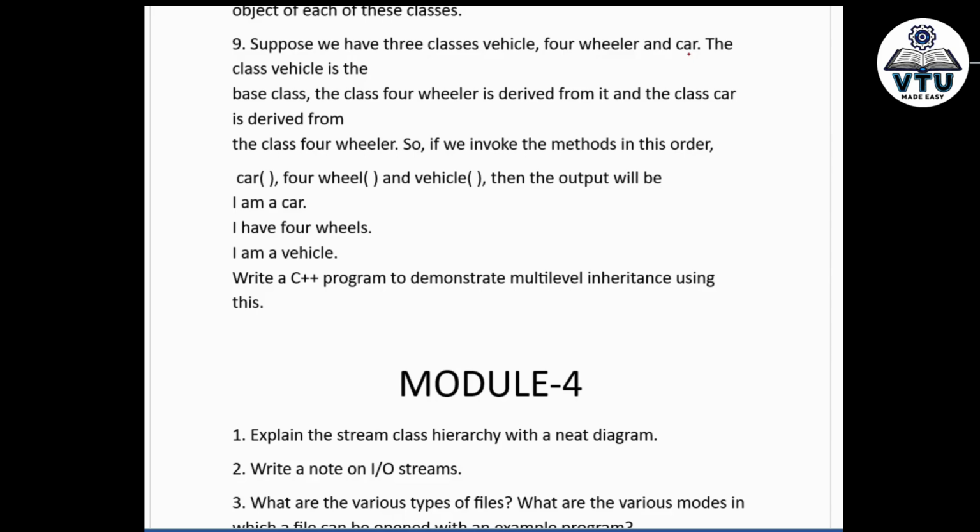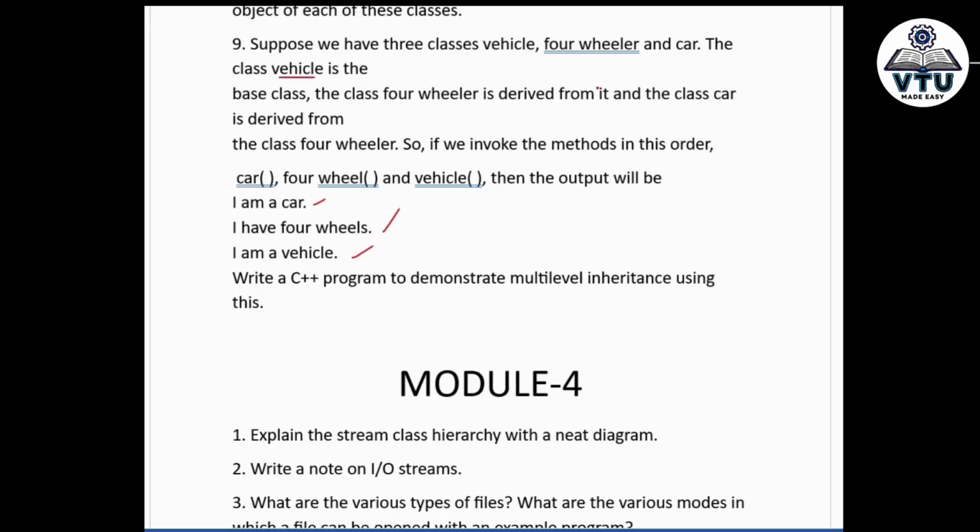So there are three classes, that is vehicle, four-wheeler and car. The class vehicle is a base class. The class four-wheeler is derived from it, and the class car is derived from the class four-wheeler. So if we invoke the methods in this order, that is car, four-wheeler and then vehicle, then the output will be I am a car, I have four wheels and I am a vehicle.